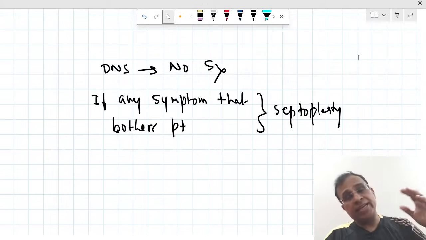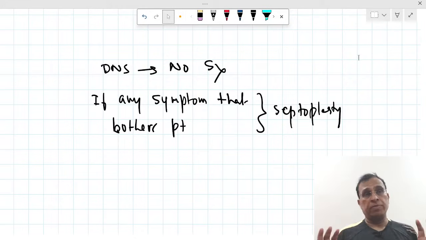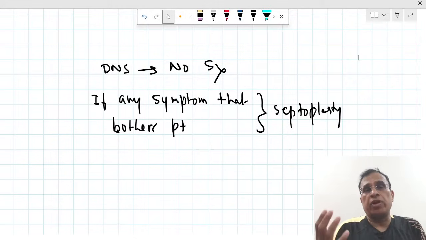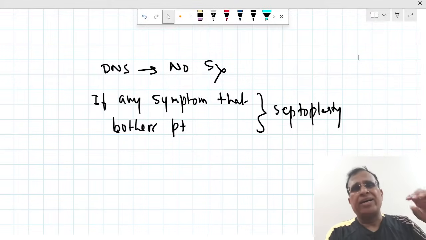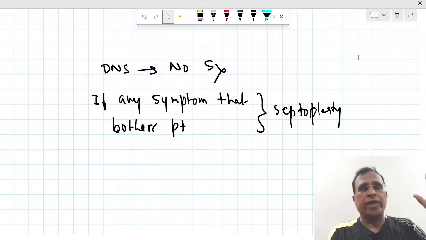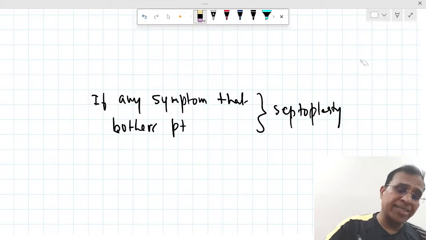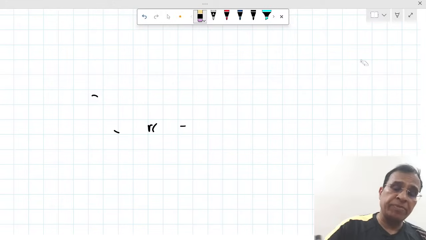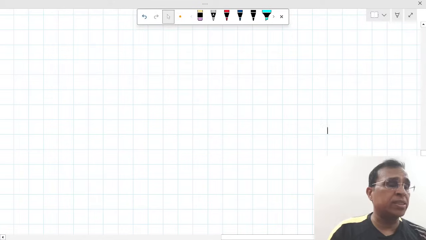If DNS is causing a symptom, say the patient has a nasal blockade due to DNS, and you ask whether it is bothering him, and he says no, I know there is a blockade, but it is okay, then no surgery. If the patient says yes, I have a problem, my lifestyle is disturbed, then you do septoplasty. So for DNS there is no surgery, but if there is a symptom that bothers the patient, that is the criteria, then you do septoplasty surgery.